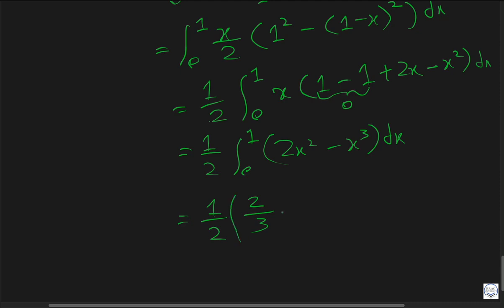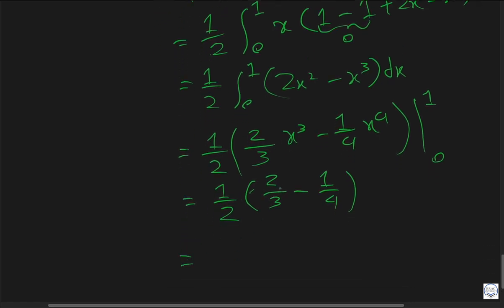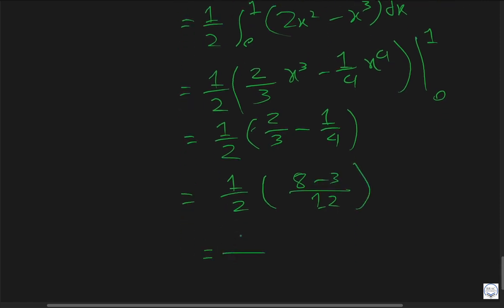2/3 x cubed minus 1/4 x to the power 4, where we take the limits from 1 to 0. So if I take 1, I've got 2/3 minus 1/4. If I put in 0, the lower limit, I'll get 0 here. So this is just half. 3 times 4 is 12, so we get 12. 12 over 3 is 4, times 2 is 8, minus 3. So we have 5 over 24. This is our total charge.